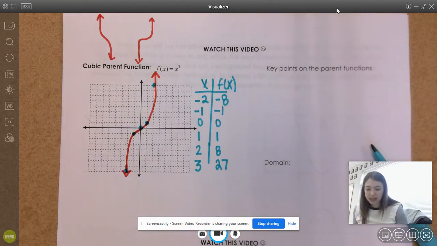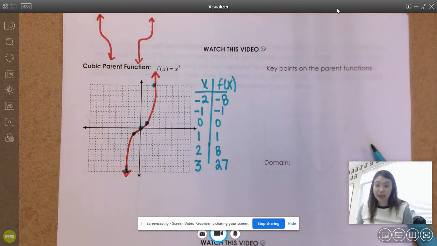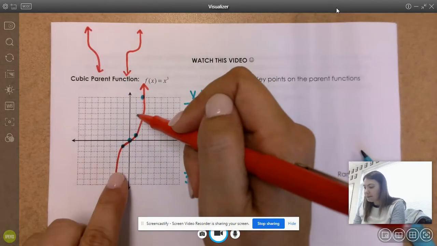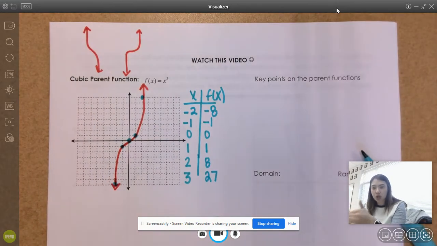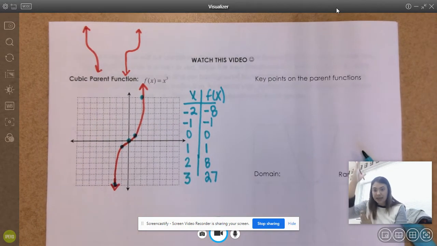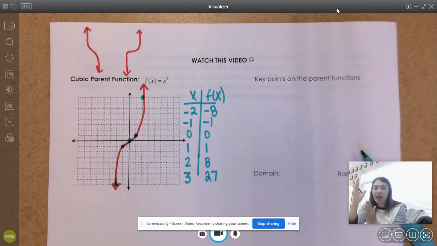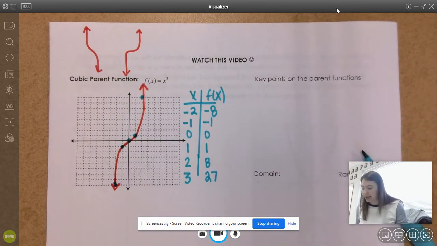So that's why this cubic function grows really quickly. And as you can see, it almost looks like a really steep incline or decline, which is what's happening here. It grows a little bit slower and then boom, it just skyrockets.